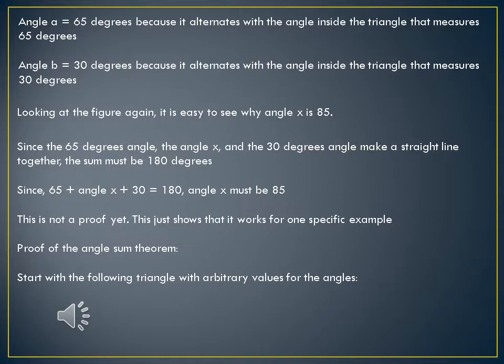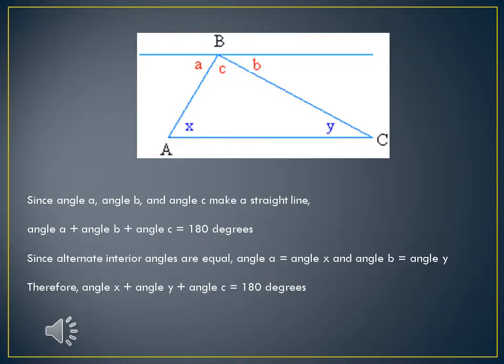This is not a proof yet. This just shows that it works for one specific example. Proof of the angle sum theorem. Start with the following triangle with arbitrary values for the angles. Since angle A, angle B, and angle C make a straight line, angle A plus angle B plus angle C equals 180 degrees. Since alternate interior angles are equal, angle A equals angle X and angle B equals angle Y. Therefore, angle X plus angle Y plus angle C equals 180 degrees.